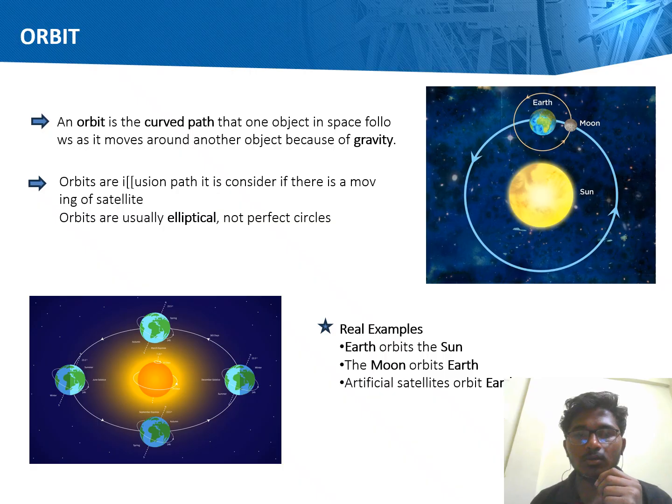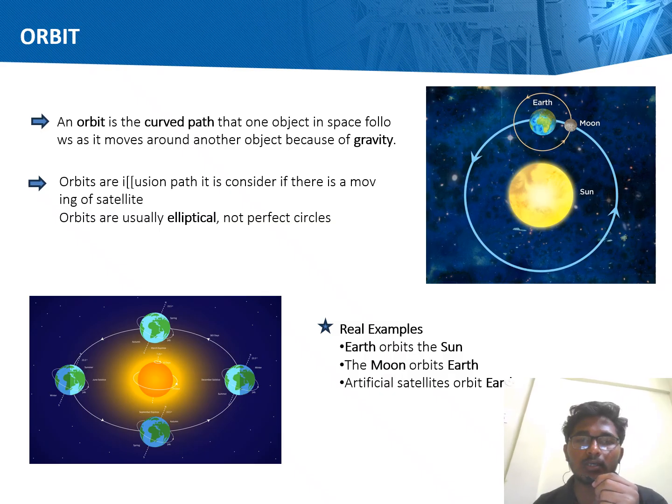First one, what is an orbit? An orbit is the curved path that one object in space follows as it moves around another object because of its gravity. Like a smaller object which revolves around the larger object because of its gravity. That path, that small body's moving path, is called an orbit.